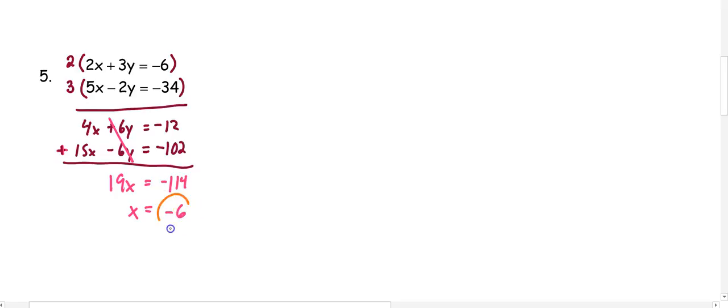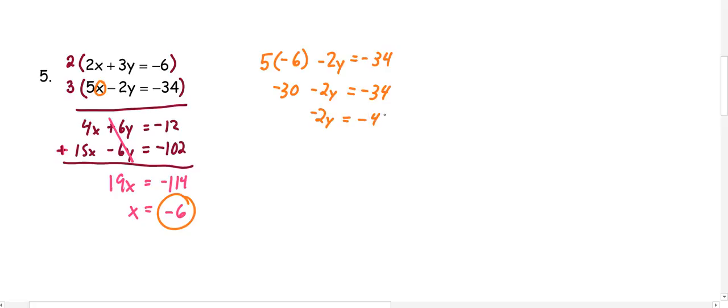Once I know x, I need to go back and get y. So I'm going to substitute into the second equation this time. 5 times negative 6 minus 2y equals negative 34. 5 times negative 6 is negative 30, minus 2y equals negative 34. Add 30 to both sides, so negative 2y equals negative 4. And then divide by negative 2 on both sides, so y is positive 2. So I would rewrite this as (-6, 2).